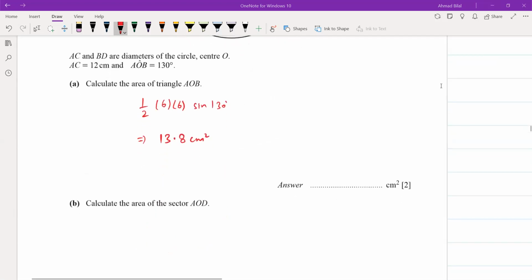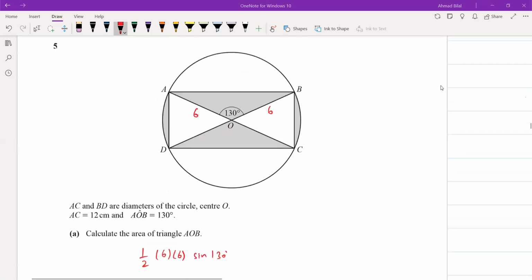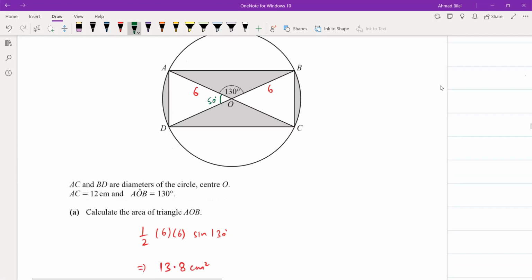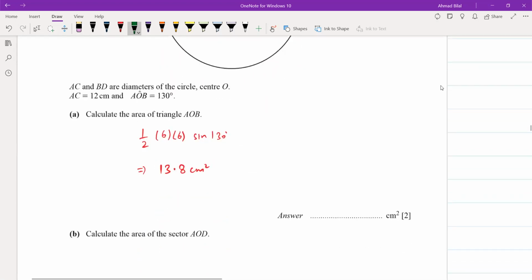Part B. Calculate the area of the sector AOD. Okay, sector AOD. We're talking about this sector here. AOD, इसके अंदर, if this angle is 130 degrees, what is the remaining angle here? It's a straight line. Straight line का angle 180 होता है. 180 से 130 minus किया, we get 50 degrees here. AOD angle is 50 degrees.